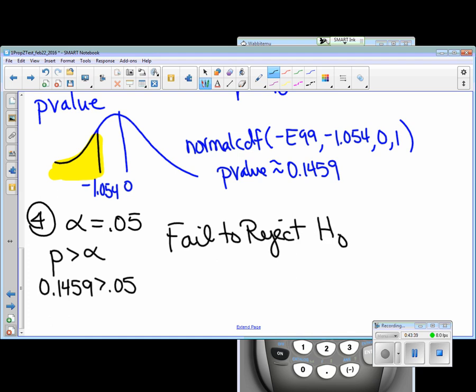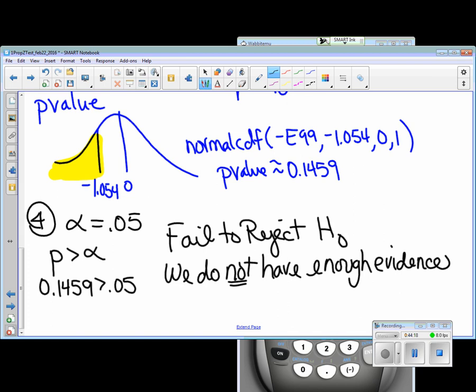And what's my conclusion in context? Got to write all 3 for step 4. We do not have enough evidence to support that, what was the context of this problem? Percent of drivers, right? So we do not have enough evidence. The reporter in the problem collected data and said it had to be less than based on his sample, but based on the test, it's not low enough.